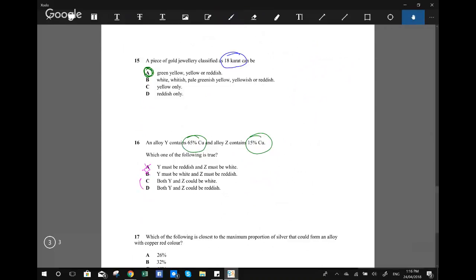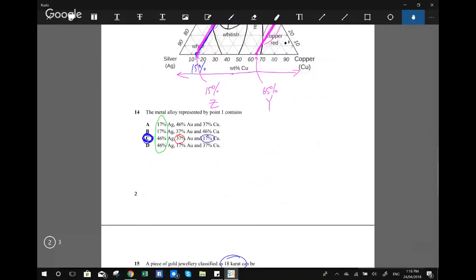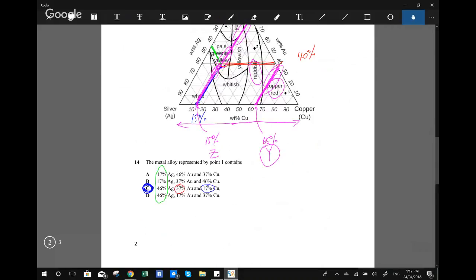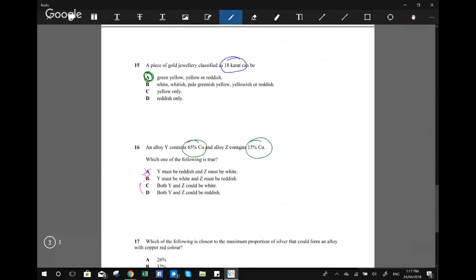So what it says, both Y and Z could be white. Let's have a look. Is that true? Okay, now if you look at it, we can see that Z definitely could be white. Okay, Z is the line that represents 15%. But Y, which is the 65% line, only goes through reddish and copper red. So that statement is not correct. It has to be D.